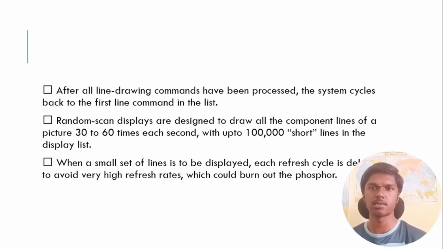After all line drawing commands have been processed, the system cycles back to the first line command in the list. Random scan displays are designed to draw all the component lines of a picture 30 to 60 times each second, with up to 100,000 short lines in the display list. When a small set of lines is to be displayed, each refresh cycle is delayed to avoid very high refresh rates, which could burn out the phosphor.